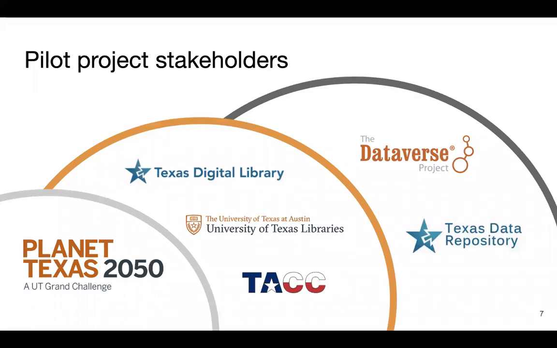Importantly, our pilot project has many partners and stakeholders that have made it possible. So the software development work in order to have multiple data storage options was funded by the University of Texas at Austin's Planet Texas 2050 research program. And we've really focused our pilot data publication services on this community of researchers. Also importantly, in addition to TACC and the UT libraries collaborating, the Texas Digital Library has been our project partner and supporter throughout this project.